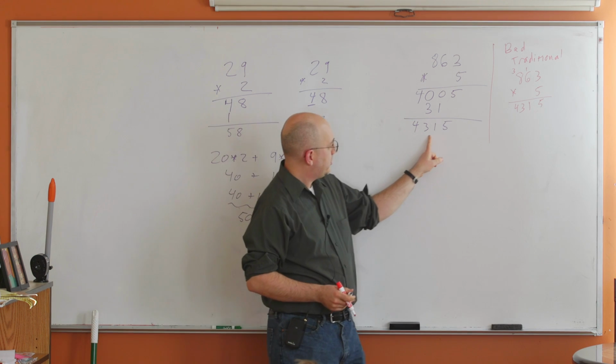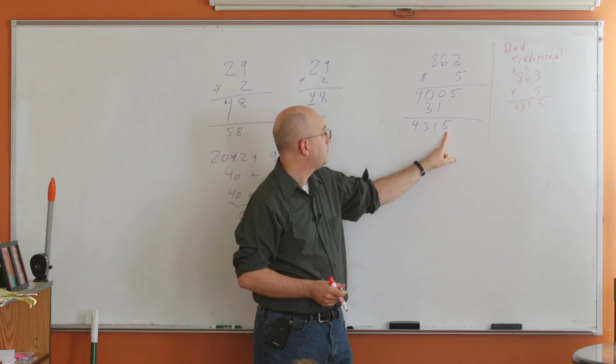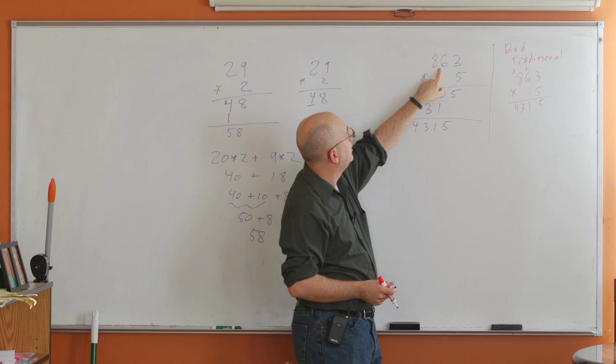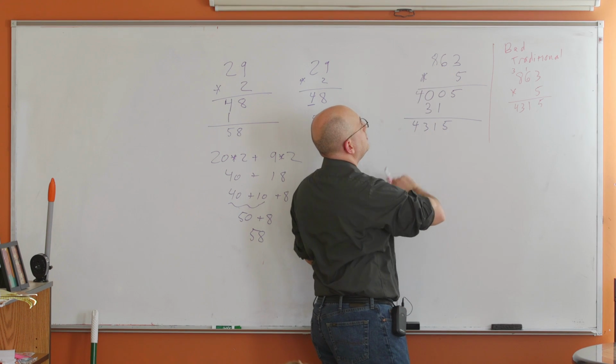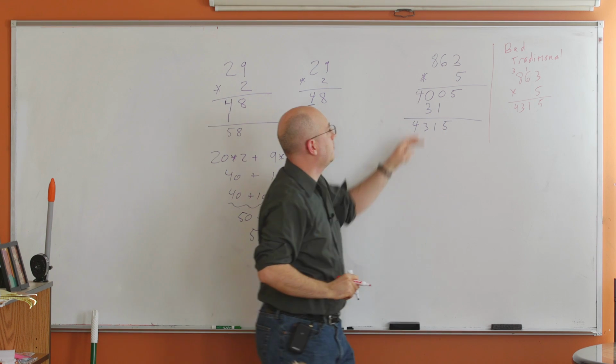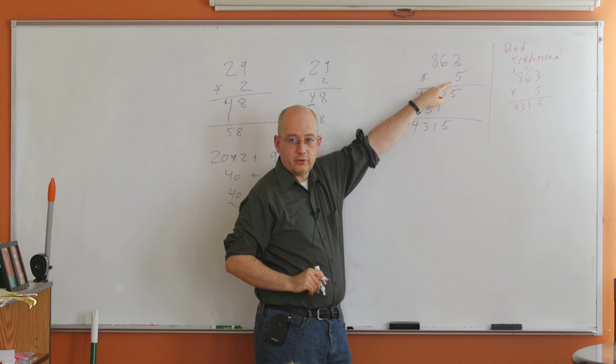How many digits are in this number? 4. How many digits are involved in this multiplication? 3. Well, 3 in the first one, and then a fourth one here, right?